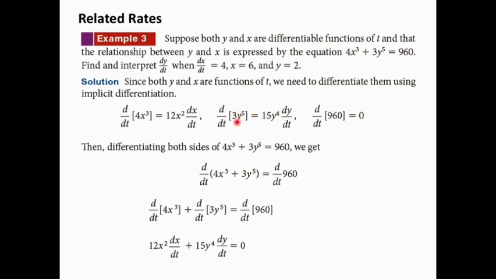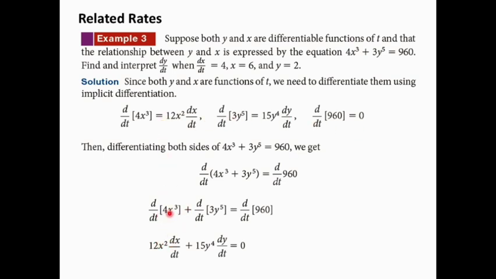I'm taking the derivative of y, but y itself is a function of t. This is why when I use the chain rule, I multiply it by dy dt. This is just a constant that's not changing, which is why we're going to find the derivative here as 0. So when I take the derivative of both sides and I take the derivative of each term separately, this is what we get here. We worked it out individually up here first.